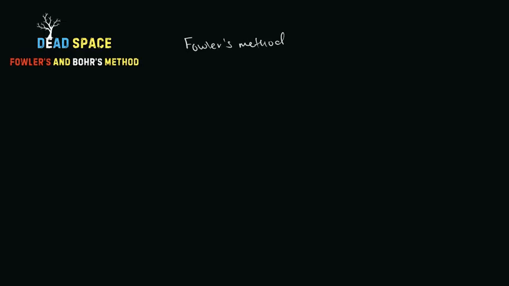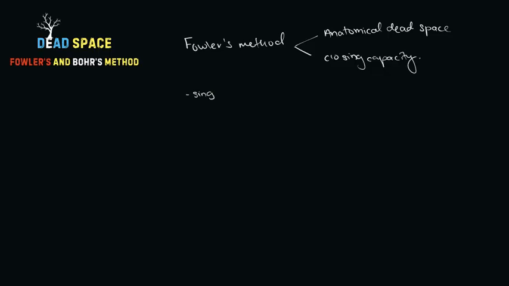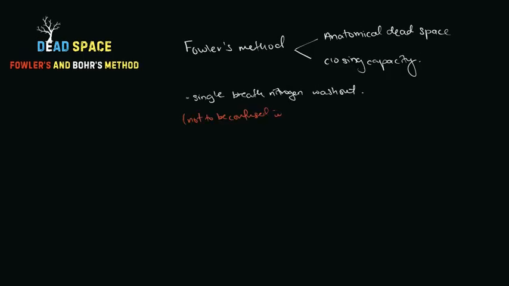The first method that we're going to talk about today is Fowler's method. Fowler's method can be used to measure both anatomical dead space as well as closing capacity. Closing capacity is the minimum amount of air present inside the lung that will cause small airways in the dependent parts of the lungs to collapse. Fowler's method uses a technique called single breath nitrogen washout. This is not to be confused with the other method used to calculate FRC, which uses multiple breath nitrogen washout.